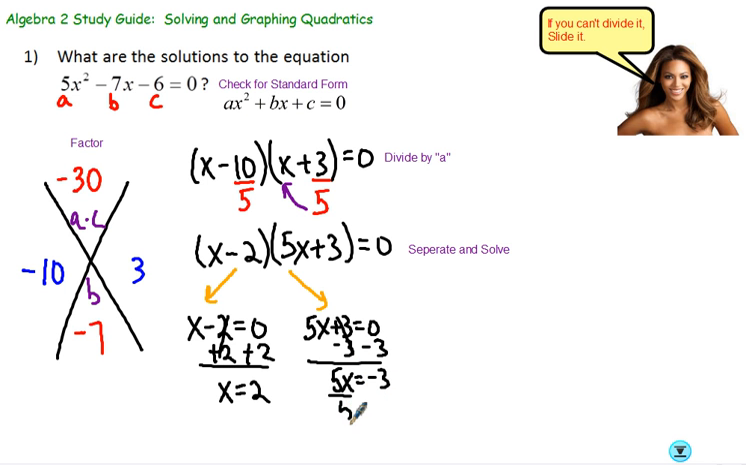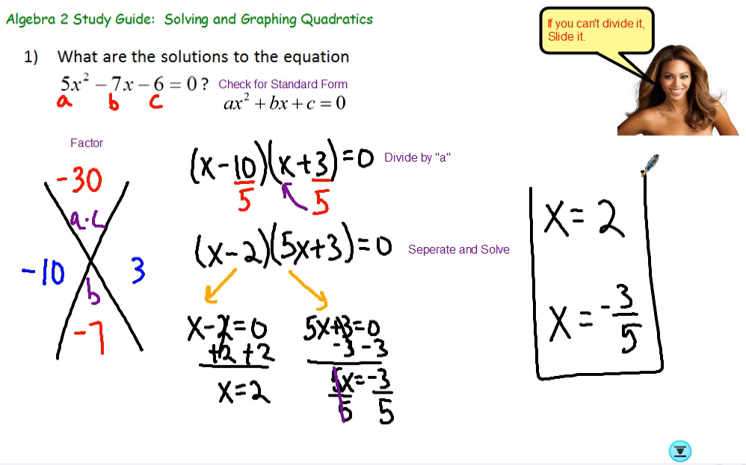Let's divide both sides by 5. And again, it's a fraction. That's okay. Don't think you made a mistake just because you got a fraction. That can happen. And those will be our two answers there. I'll just write this over to the side. So you would have x equals 2 and x equals negative 3/5.